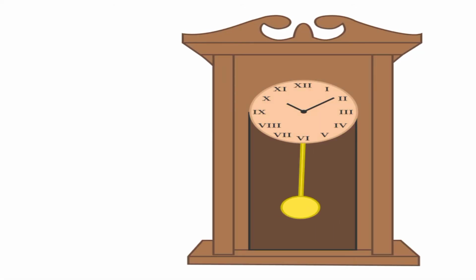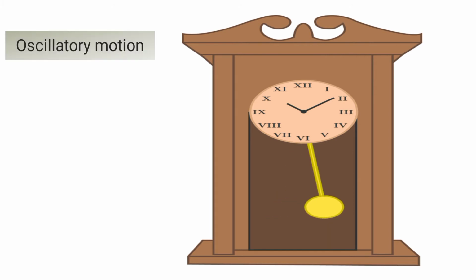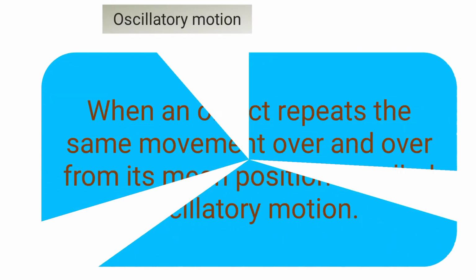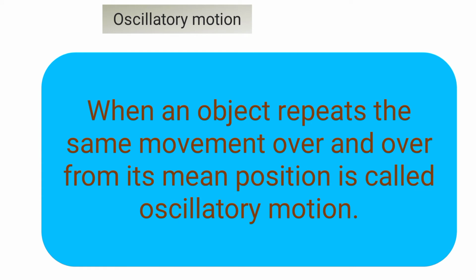Do you know what kind of movement the pendulum of the clock shows in this picture? We can see the pendulum always coming back and forth, taking about the same time for each oscillation. This is an example of oscillatory motion. So quickly we will see what is meant by oscillatory motion. When an object repeats the same movement over and over from its mean position, it is called oscillatory motion.